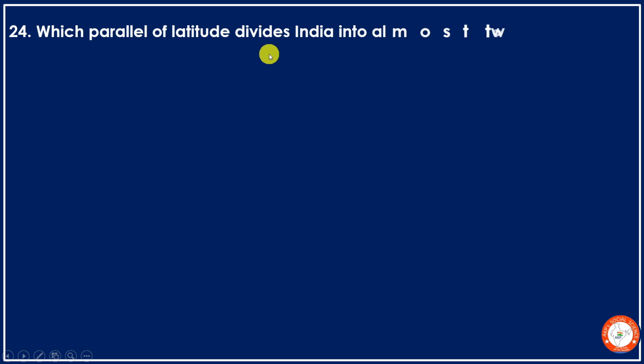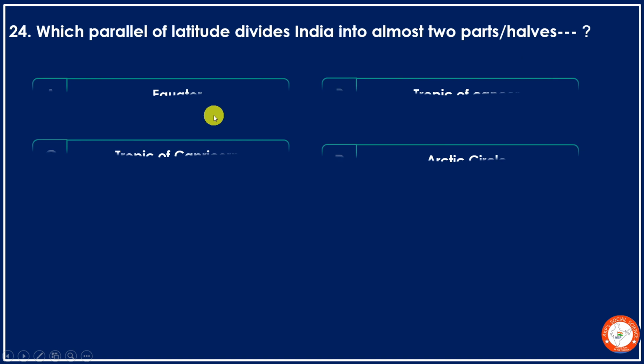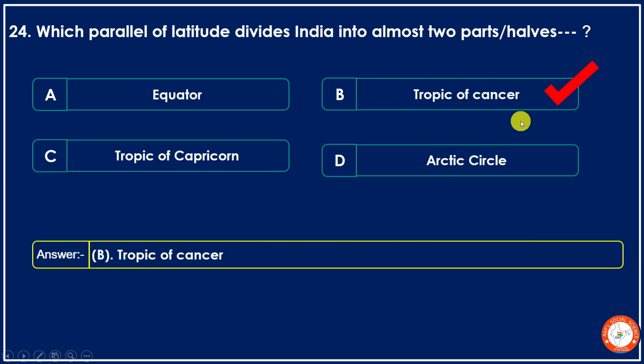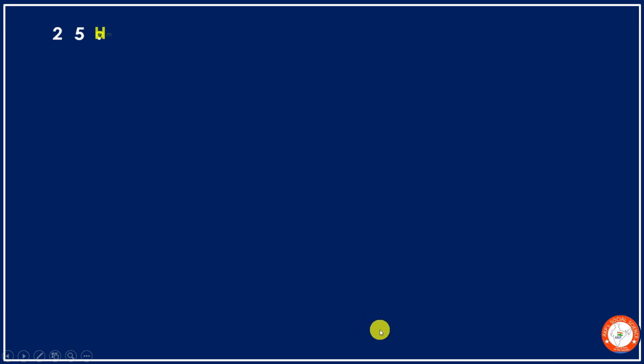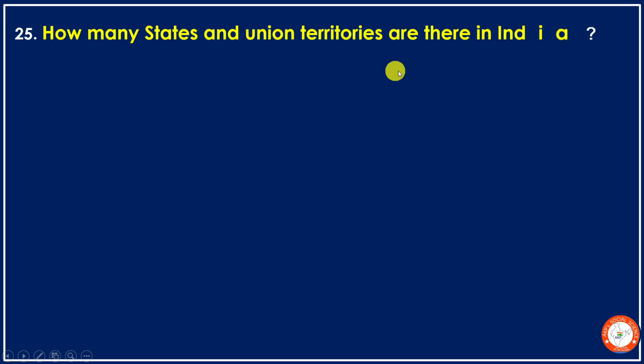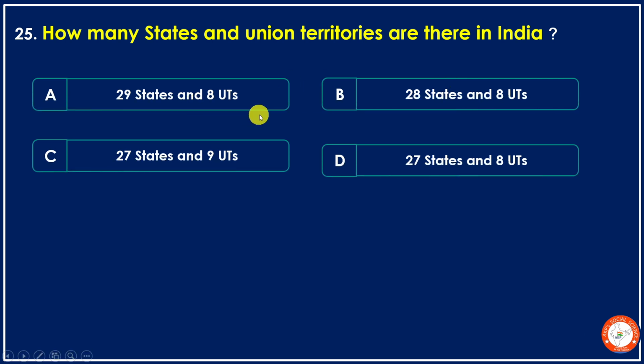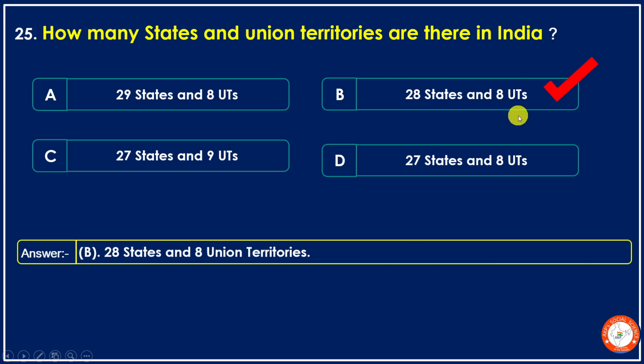Which parallel of latitude divides India into almost two halves? Equator, Tropic of Cancer, Tropic of Capricorn, Arctic Circle. The correct answer is Tropic of Cancer. How many states and union territories are there in India at present? 28 states and 8 union territories, 20 states and 8 union territories, 27 states and 9 union territories, 27 states and 8 union territories. The correct answer is 28 states and 8 union territories.